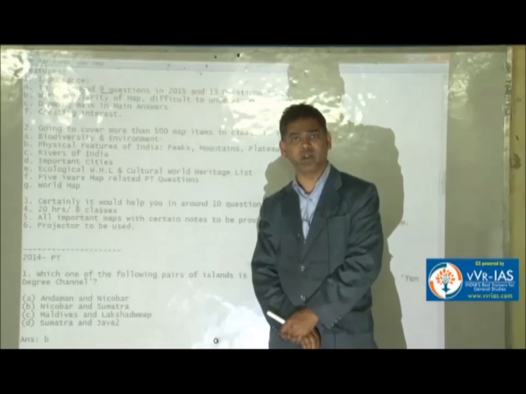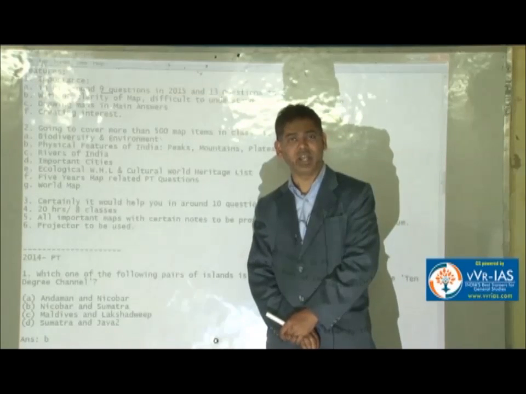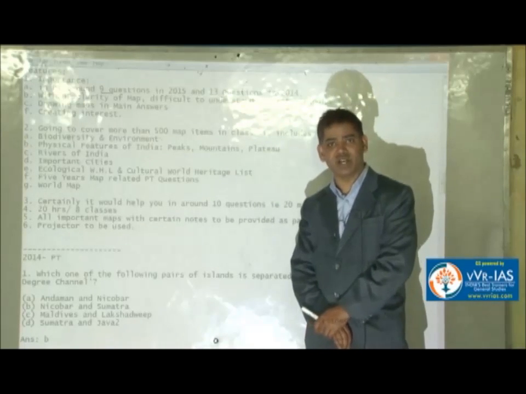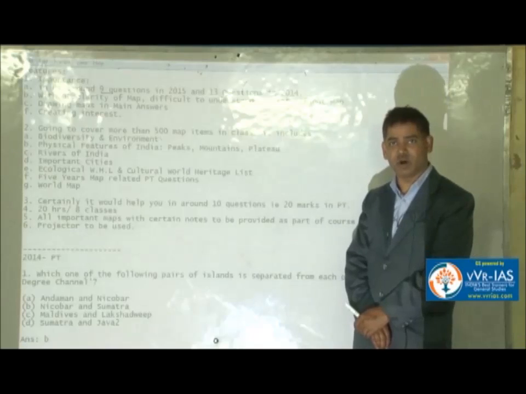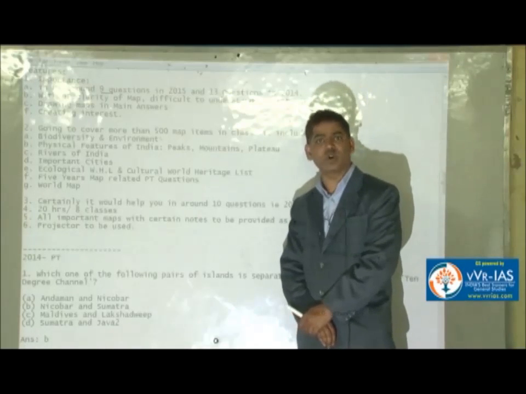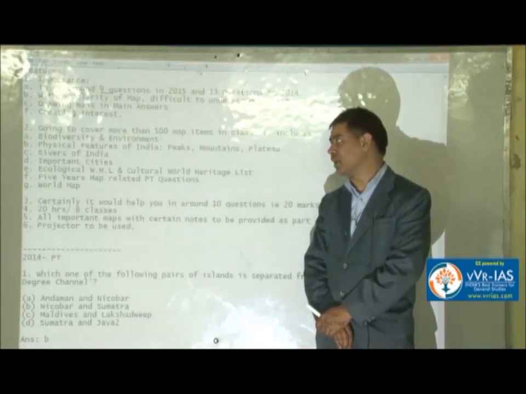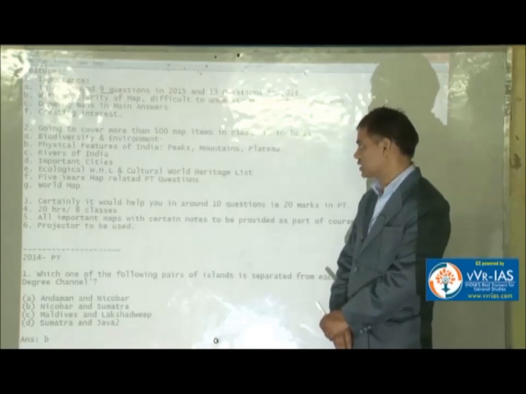Recently, in July 2012, India achieved World Heritage status for the Western Ghats. 39 serial sites of the Western Ghats have been adopted in the World Heritage List. So which all have been given World Heritage status in India? Everything we are going to include in our discussion.